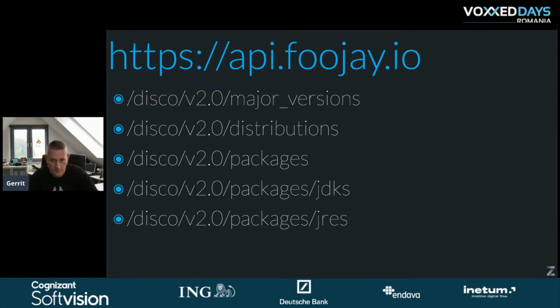Packages is the thing that we define as, some people say it's a bundle, we say it's a package, which is the thing that you download. Distributions are the distributions that I mentioned before. Major versions is something like 8, 9, 10, 11. So it's not with the update level behind it, like 8.0.302. It's just the 8. That's the major version.